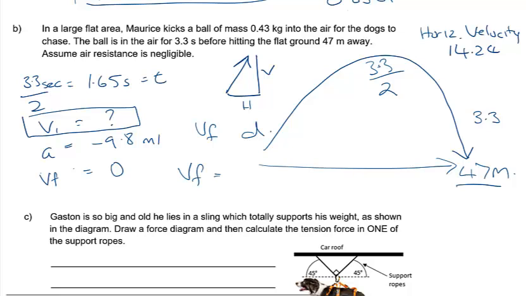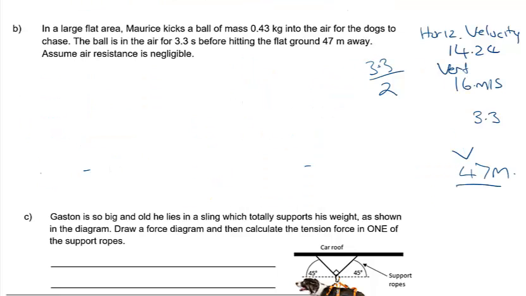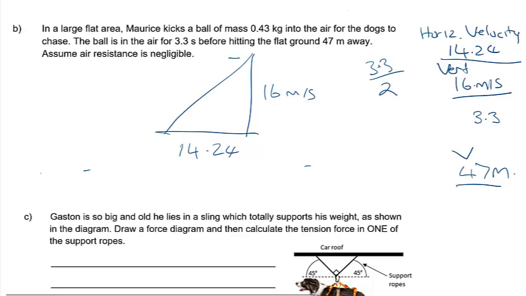So if we have this formula, VF equals VI plus AT, we know that that's 0, which equals VI, which is the unknown, minus 9.8 times by T, which is 1.65. So 9.8 times 1.65, and that equals 16 meters per second. Okay, so we've just worked out the vertical velocity is 16 and the horizontal is 14.24 meters per second.